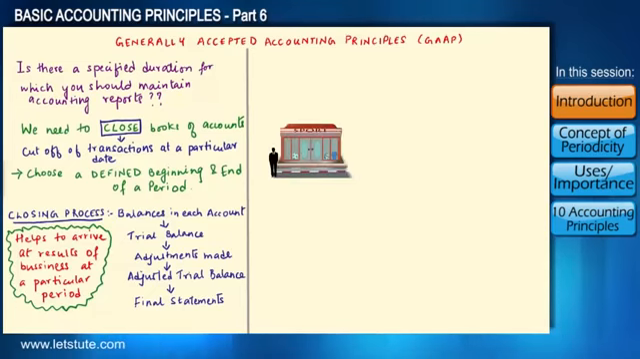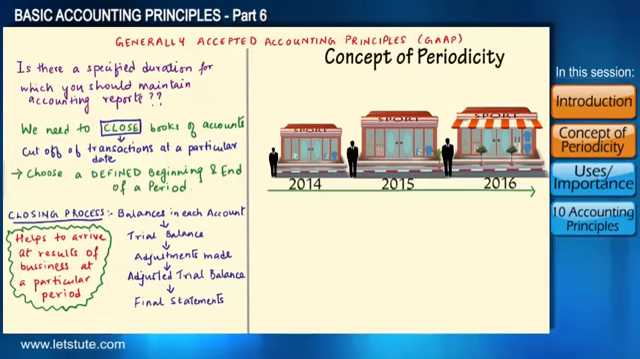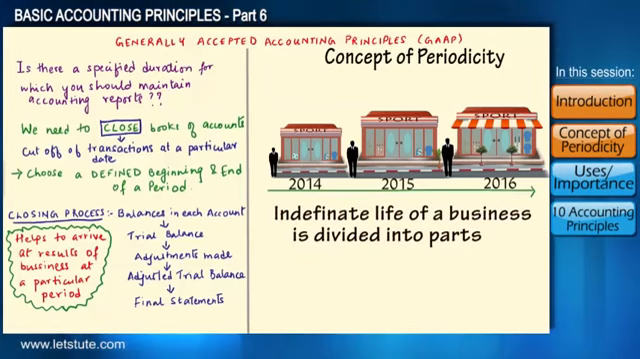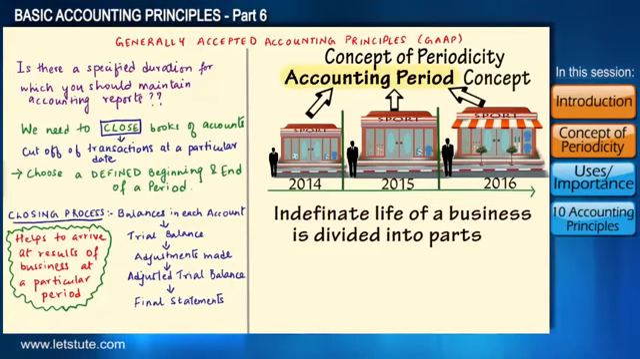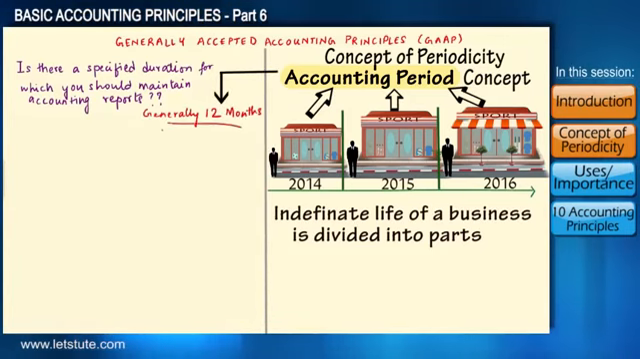Therefore, in order to report the periodical progress of a business, this concept of periodicity is developed, which assumes that the indefinite life of a business is divided into parts, and each of these parts is called an accounting period. An accounting period is generally of 12 months, but they are different in different countries and for different businesses.